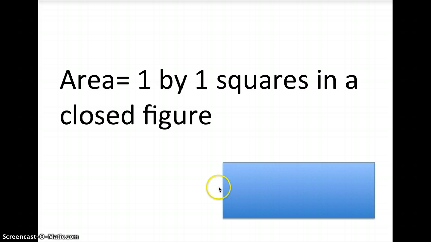Right here I have a rectangle, as you can see, and the area is the number of 1 by 1 squares we can fit in here. Once we know how many squares are in here, we can use the length and the width to find the area, or you can count them individually.